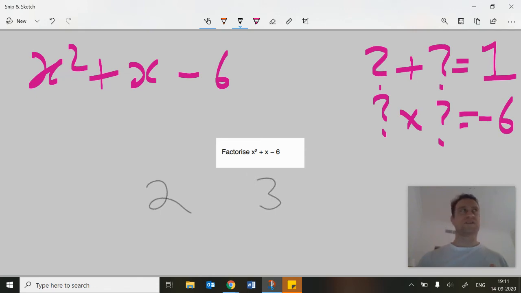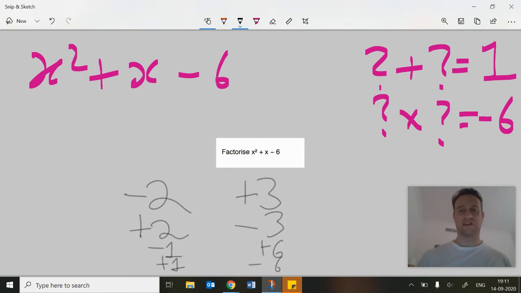But one of the numbers has to be negative to get a minus 6. So we could have minus 2 and plus 3, or we could have plus 2 and minus 3. But also we could have 1 and 6. That works too. And again, we can have 1 and 6 the other way around. So we could have minus 1 and plus 6, and you could have plus 1 and minus 6.